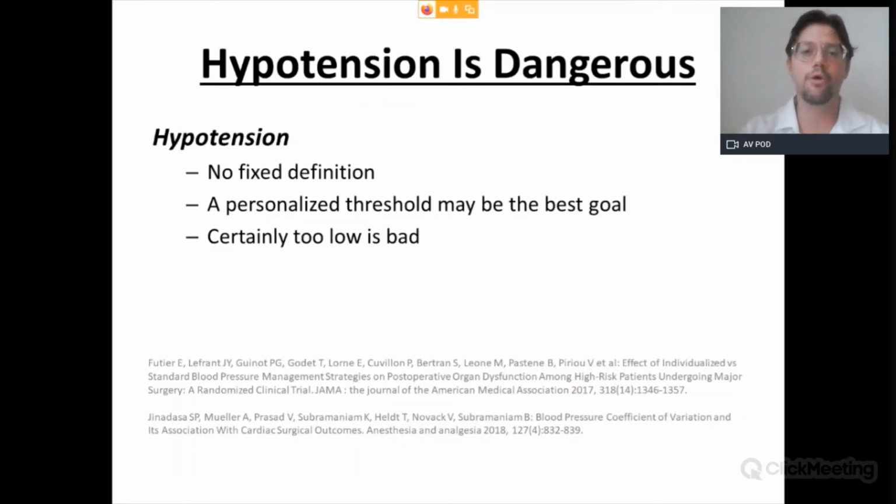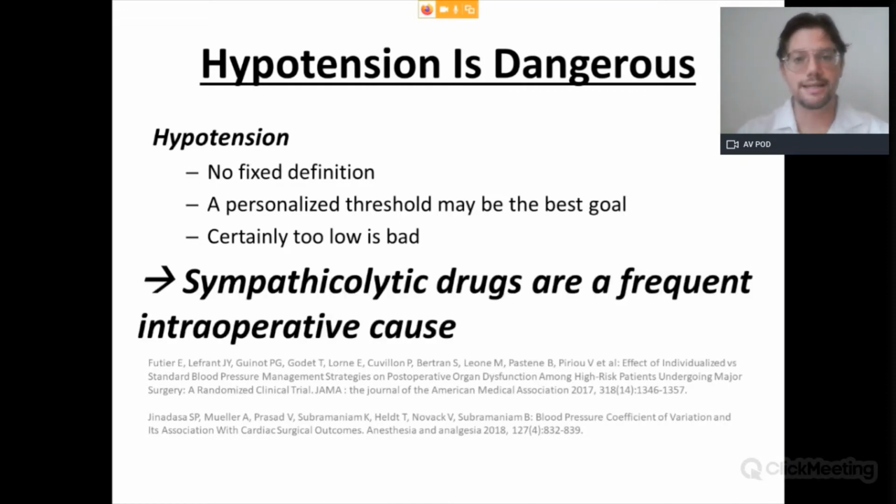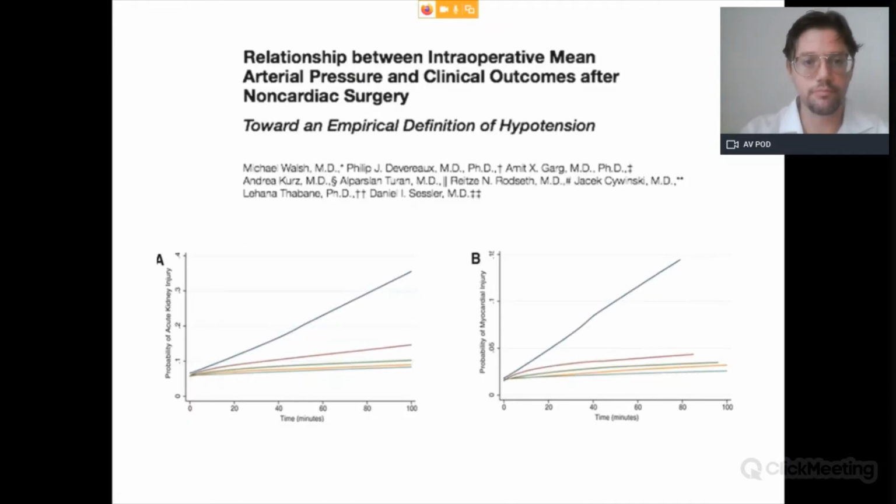Now, there are clearly no fixed definitions, but it's been agreed upon that a personalized threshold may be the best goal, and certainly too low a blood pressure is bad. In addition, the sympatholytic activity of our drugs is a frequent cause of hypotension. Opiates associated with inhaled ethers or with propofol often lead to hypotension.